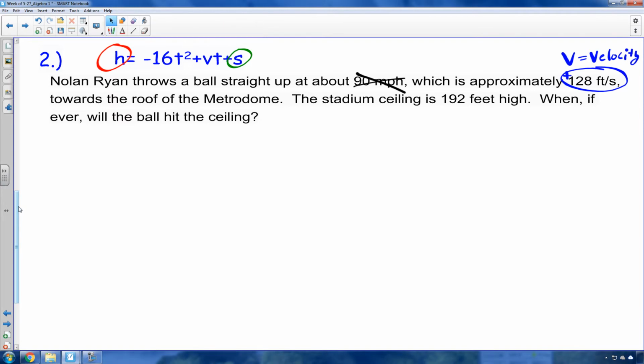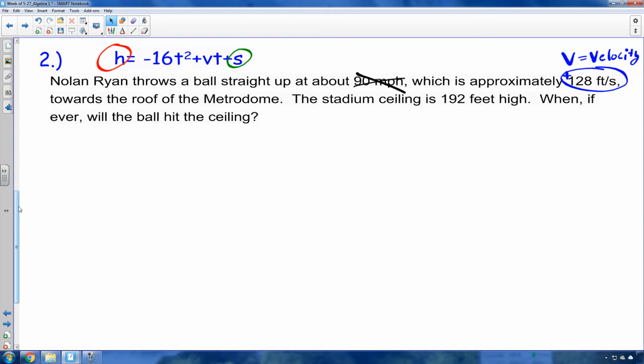This stadium doesn't exist anymore, the Metrodome. It used to be in Minneapolis, Minnesota. We know the stadium ceiling is 192. We want to know when the ball will hit the ceiling. Is 192 the final height where we want to know, or is that where the ball started? 192 is the final height, right?